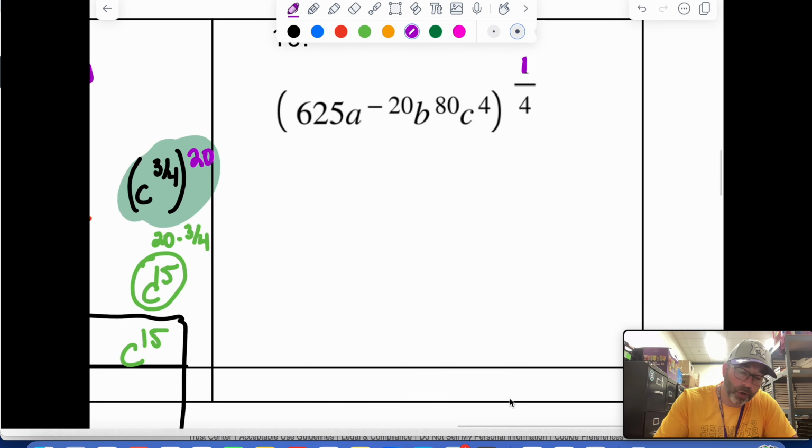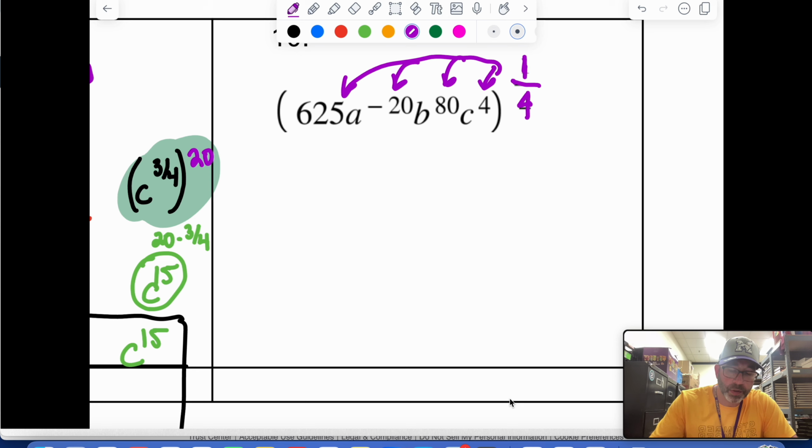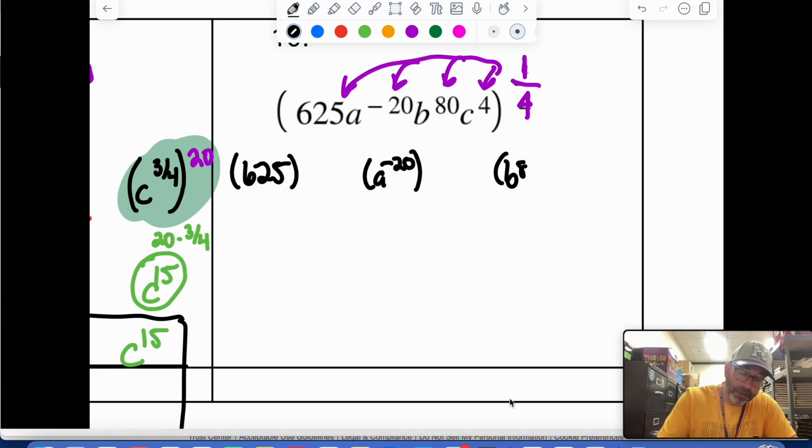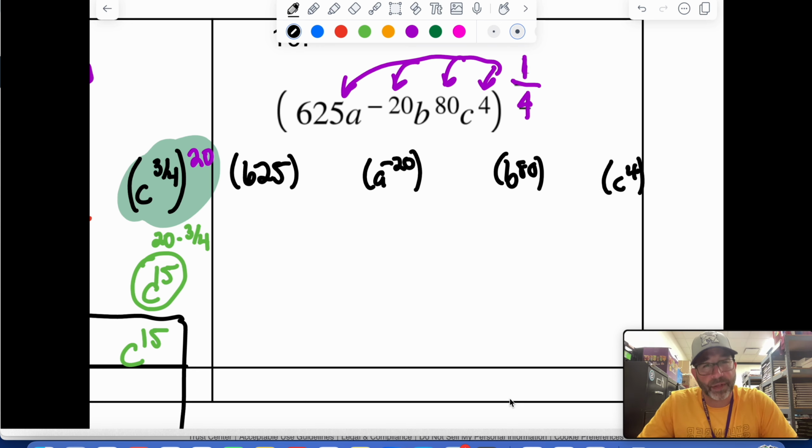So we now have 1/4 on the outside. That's going to be distributed to everything inside our problem. You can see there's 4 distributions here. The first one for this is that 625. The next one is that a to the negative 20. Then we have b to the 80 and c to the 4. So I'm just taking each part that's inside of our problem and breaking them up. And now let's take that 1/4 and put it on each item here.